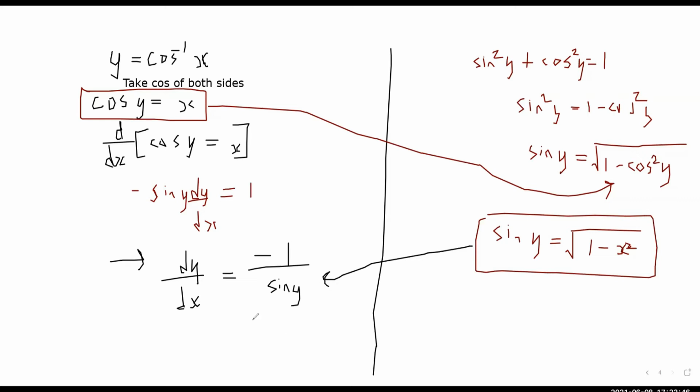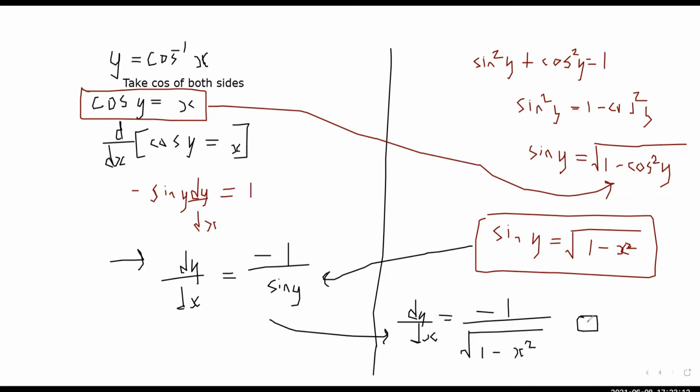And so finally, to finish it off, we can conclude that dy by dx is equal to minus 1 over sine y, but sine y is the square root of 1 minus x squared. That's the derivative of cos inverse. That's the proof of it. That's how we prove it.